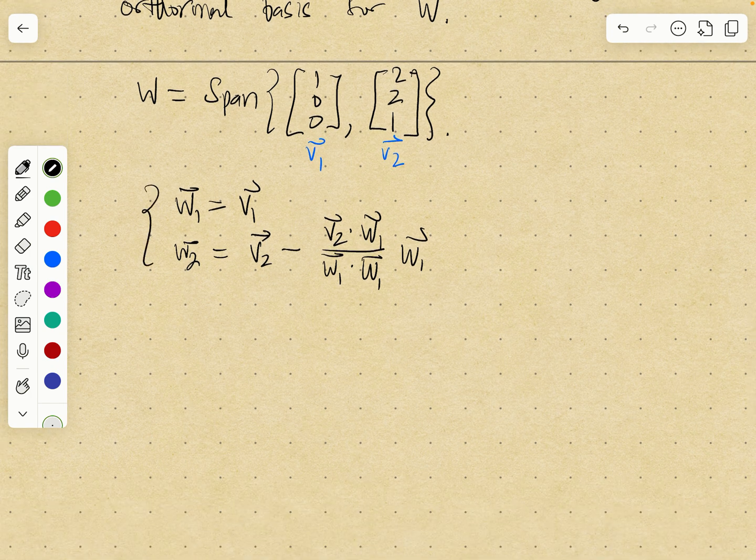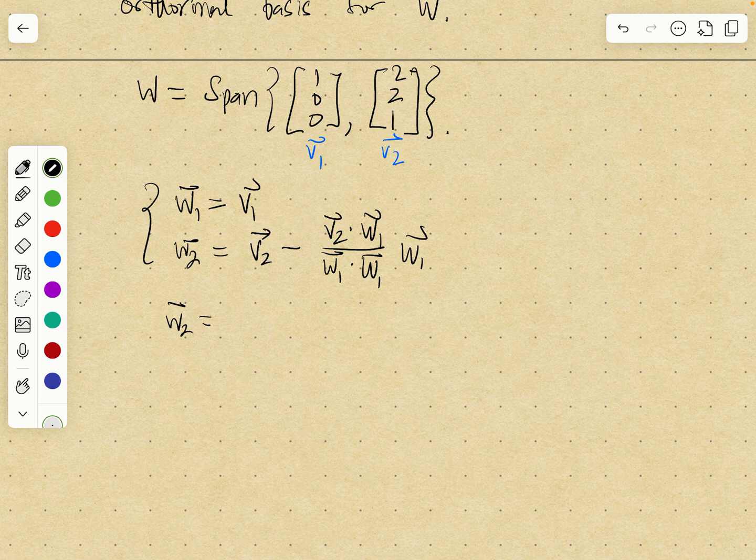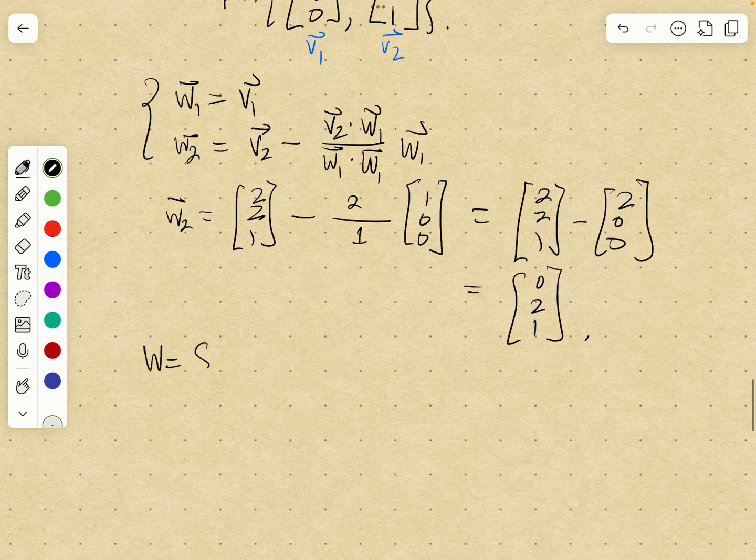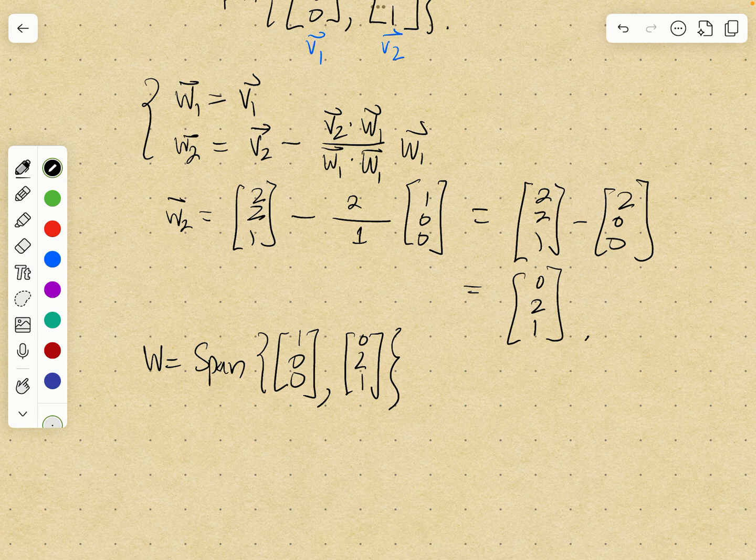So that's going to be an orthogonal basis for W, the set W1, W2. And what do we get for W2? W2 is going to be V2, that's 2, 2, 1, minus V2 dot V1, which is 2, divided by V1 dot V1, which is 1, times W1, which is just 1, 0, 0. So you get 2, 2, 1 minus 2, 0, 0, and that's going to be 0, 2, 1. So that's W2. We see that W is the span of 1, 0, 0 and 0, 2, 1. And in fact, you can check that these are orthogonal to each other.